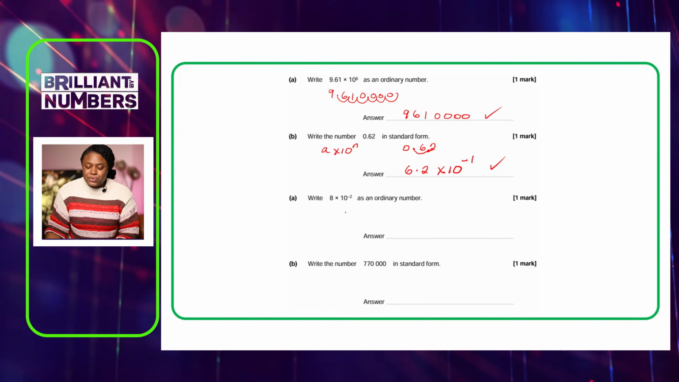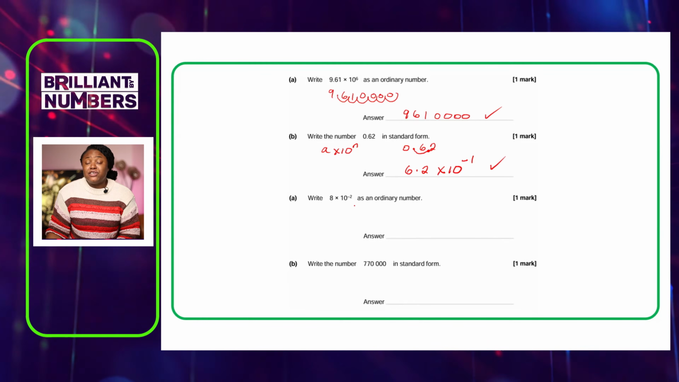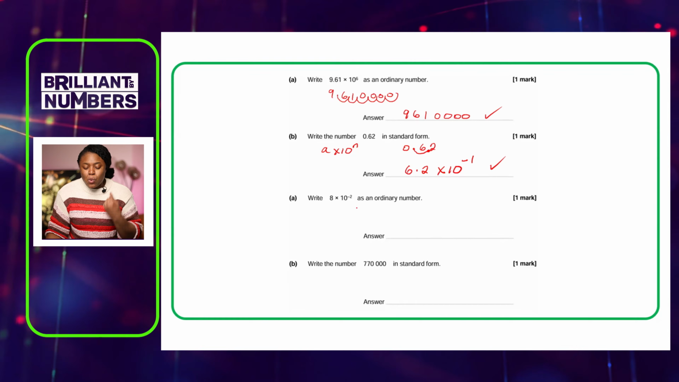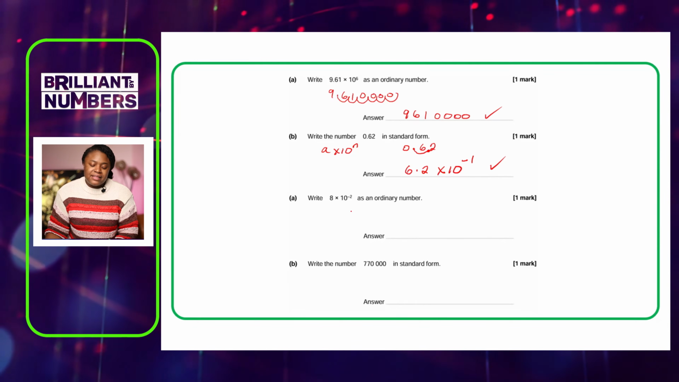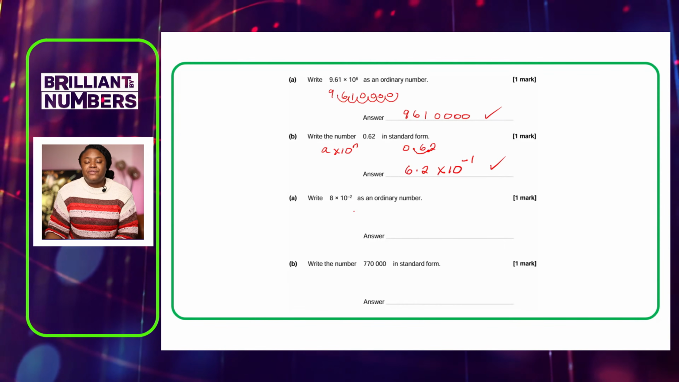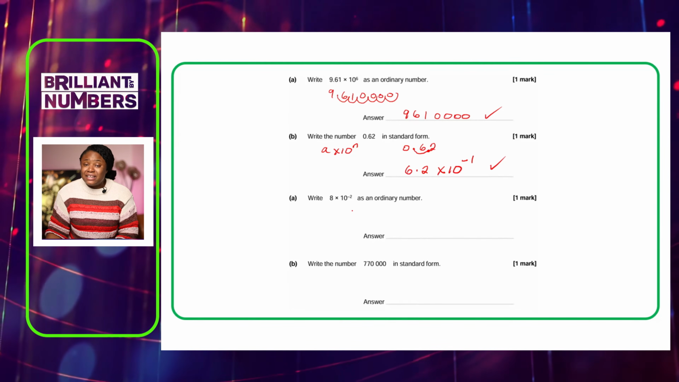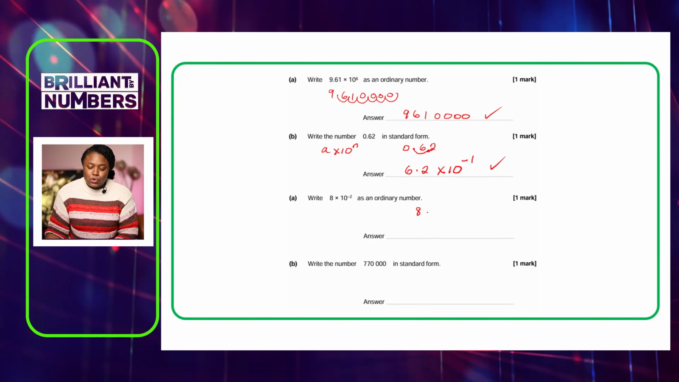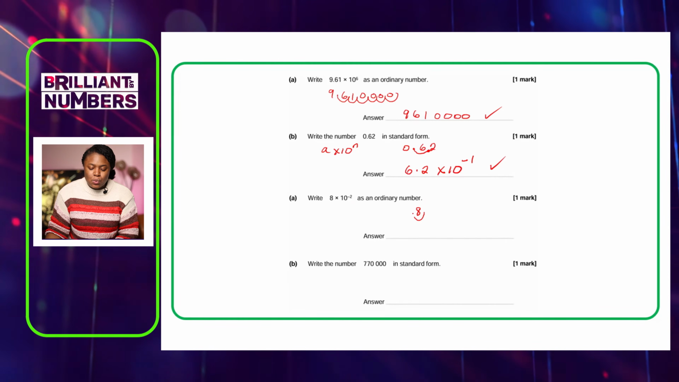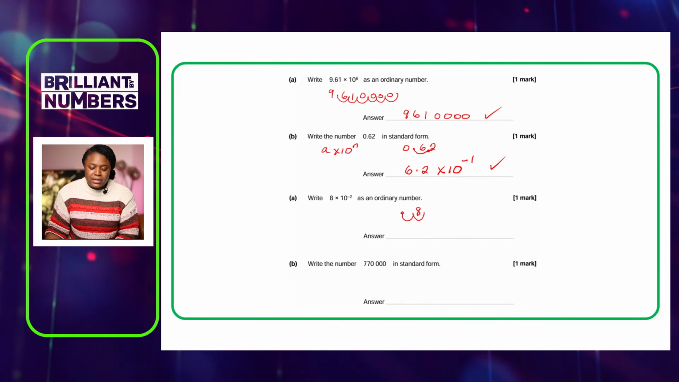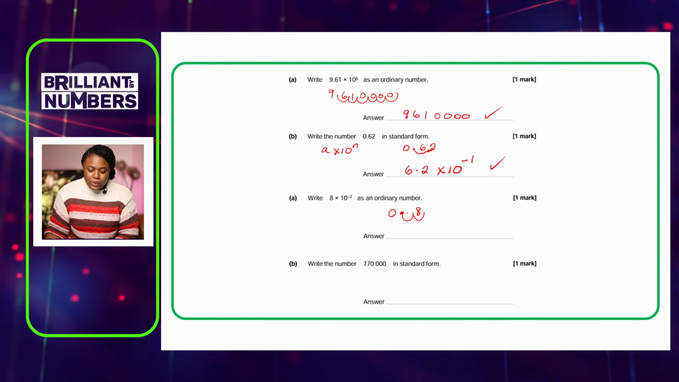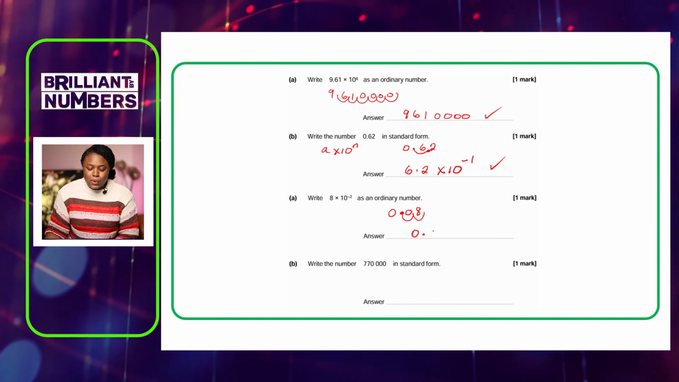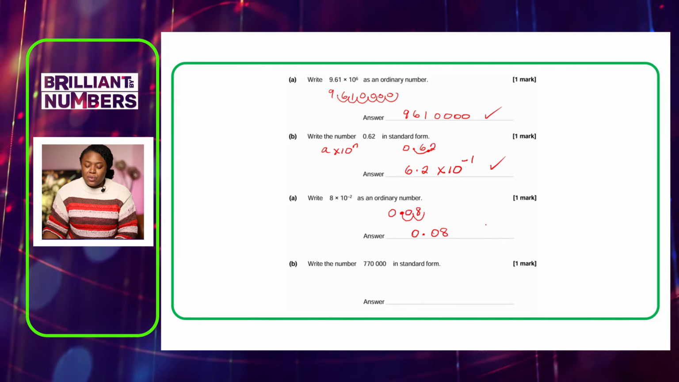Next question asks us to write 8 times 10 to the power of minus 2 as an ordinary number. This means we want to know what decimal we had that when we converted to standard form, the result was 8 times 10 to the power of minus 2. So we simply need to go 2 places to the left. So 1, 2, and then our decimal point will now be here. So we fill our places with 0. So the ordinary number was 0.08 for 1 mark.